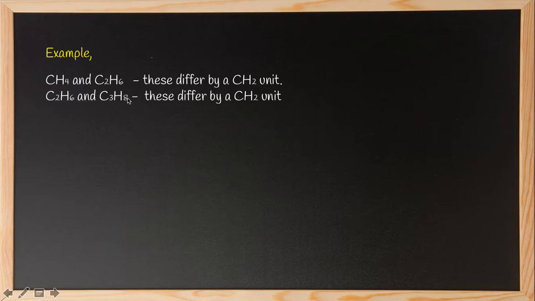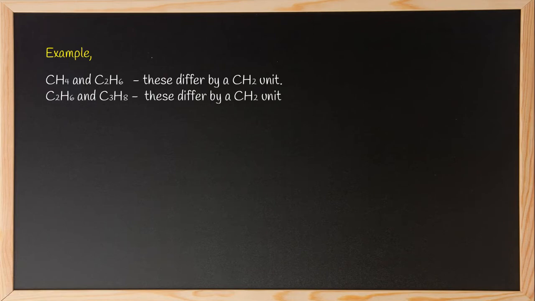Again, if you take the second example, that is C2H6 and C3H8. It is 2 carbons here and 3 carbons here, so 1C difference, and it's 6 hydrogens here and 8 hydrogens here, so there is a 2 hydrogen difference. Again differing by a CH2 unit. So we can say that these are homologues which differ by a CH2 unit, and they form a homologous series when arranged in an order.